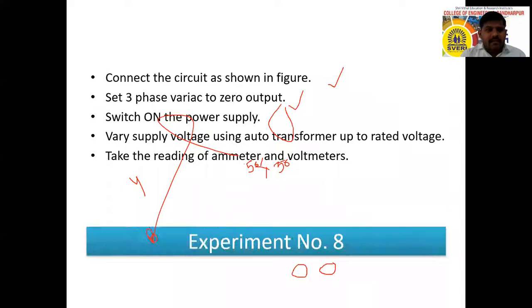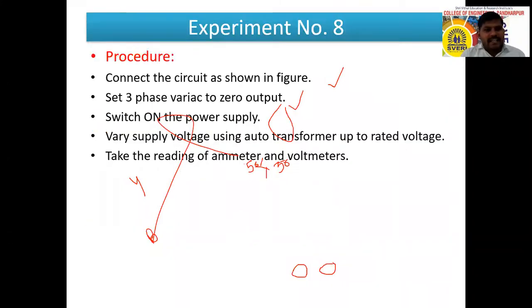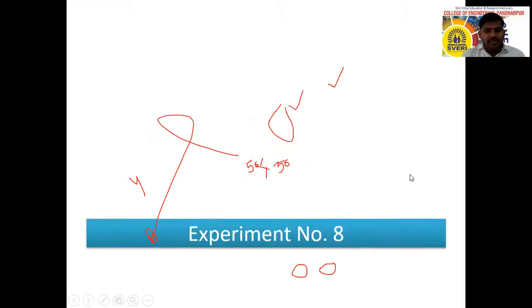Now we will discuss the procedure. Connect the circuit as shown in the figure. Set a three-phase VARIAC initially at 0. Switch on the power supply. Vary the supply voltage using the auto transformer up to rated voltage, and then take the readings of the ammeter and voltmeter. After that, we take the readings of the ammeter and voltmeter by increasing the load also, and at no load condition also. So this is the procedure of this experiment.